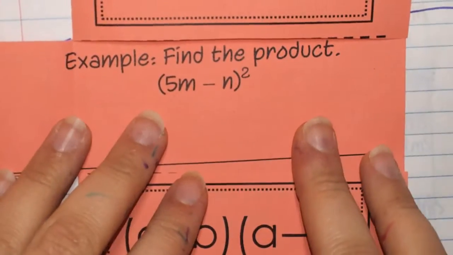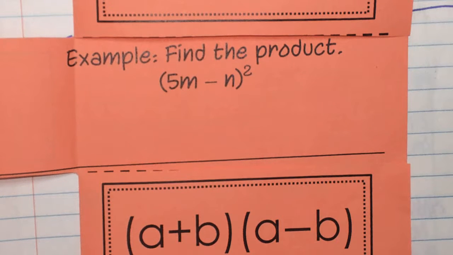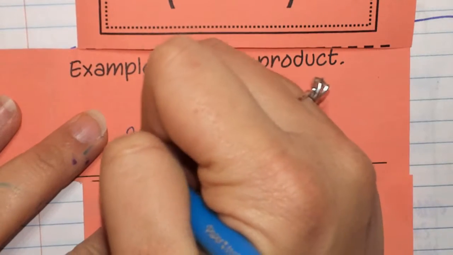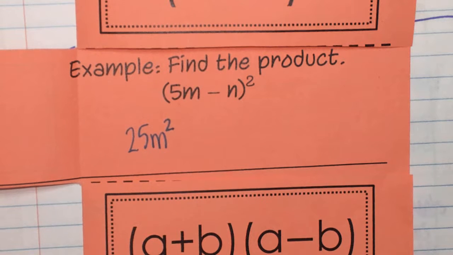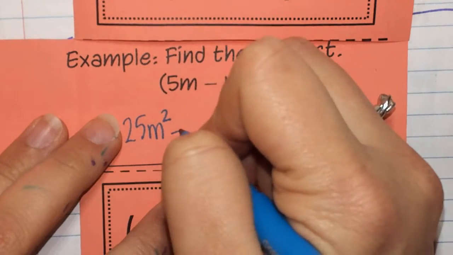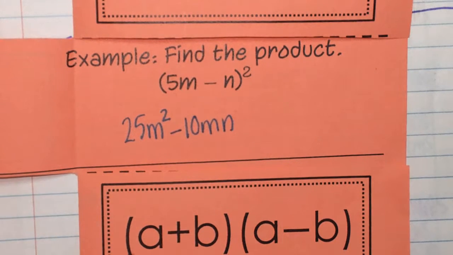Okay, so our first step is to square a. What's a in this example? 5m. And what is 5m squared? 25m squared. Don't drop the squared, guys. Okay, step 2 is to multiply a times b. So what's 5m times n? 5mn. And then you have to multiply it times 2. And remember, we're subtracting, so we put a minus sign.